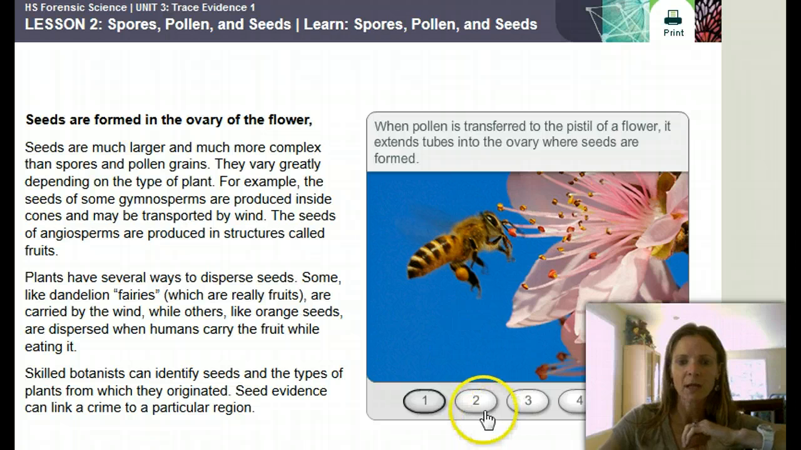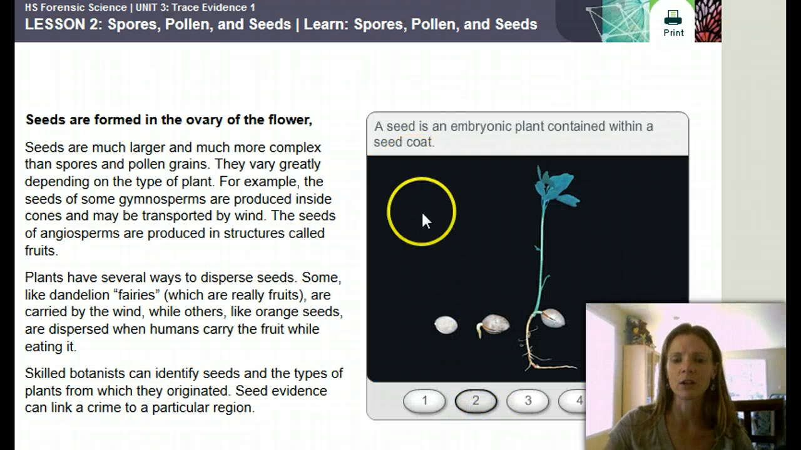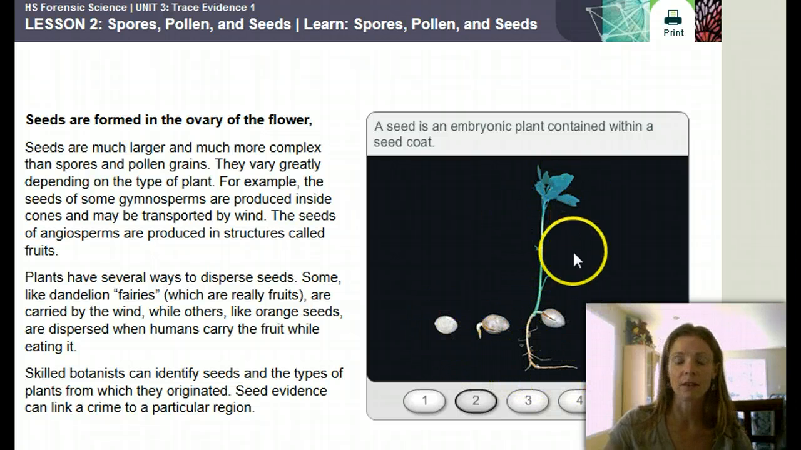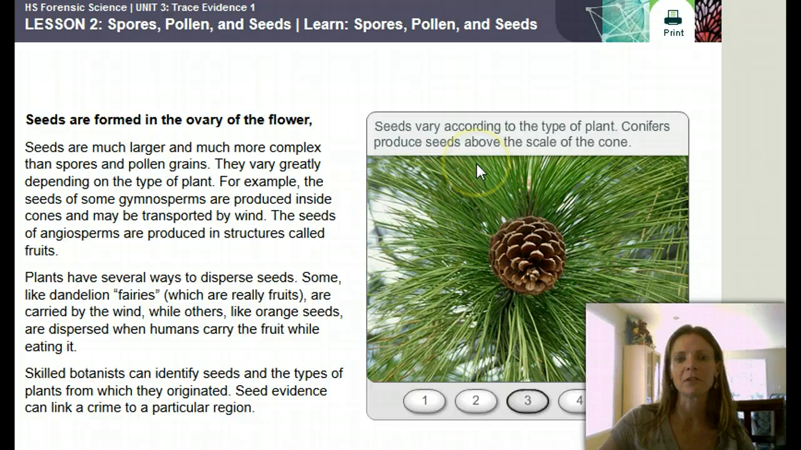and then the seed will form in the bottom here, okay? It says a seed is an embryonic plant contained within a seed coat. Okay, so you'll have the seed that starts to form, and you can have this lovely little plant that forms. Seeds vary, okay, according to the plant type. So this conifer produces seeds above the scale of the cone, okay? What else?